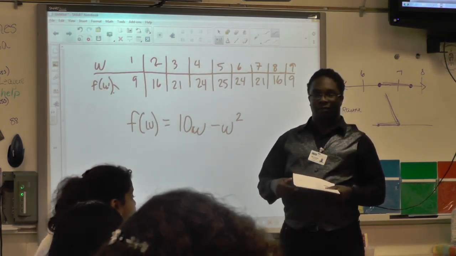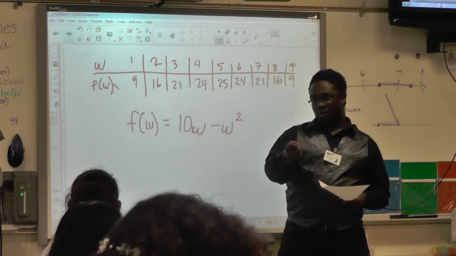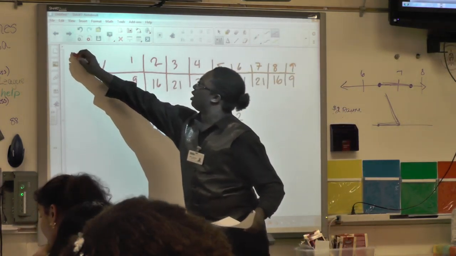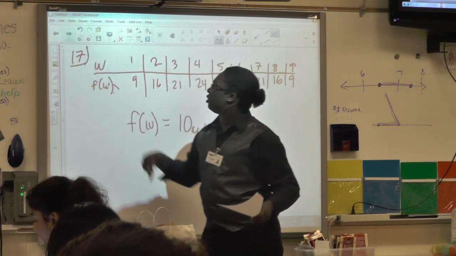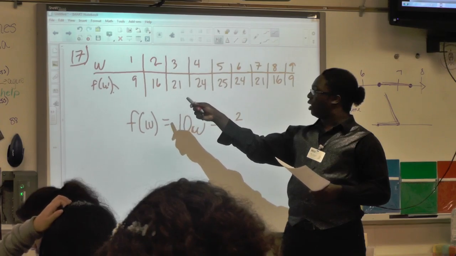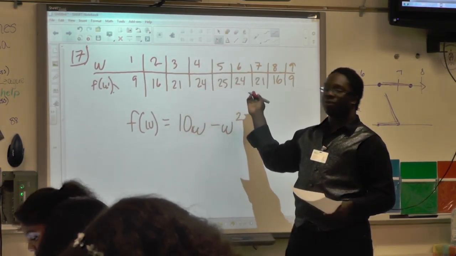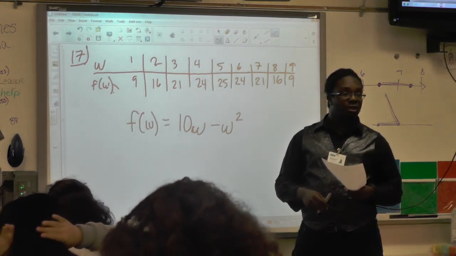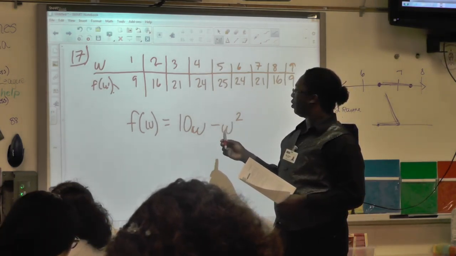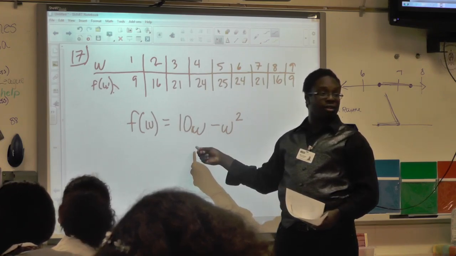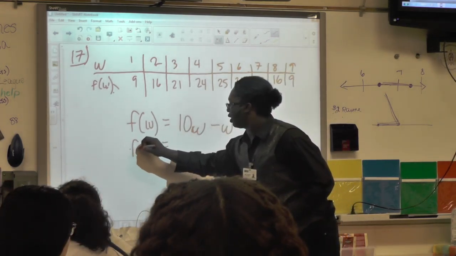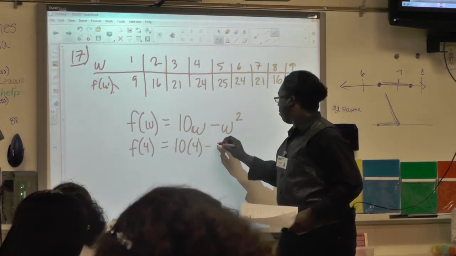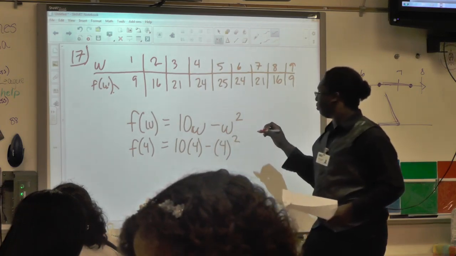Yes, because the side of the rectangle can't be 0. Correct. And so number 17 has to make a table of the values. Anyone pick a value? We'll see if the table is right. 4? Okay, so we're going to sub in 4 for W, correct? So we're going to have F of 4 is equal to 10 times 4 minus 4 squared.